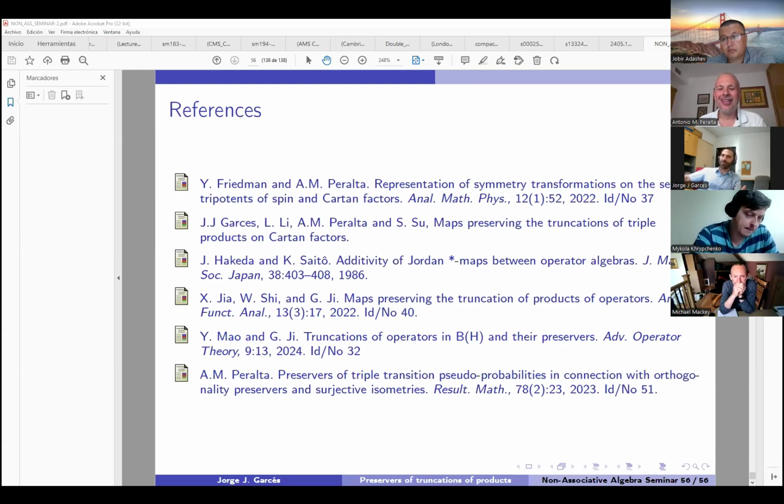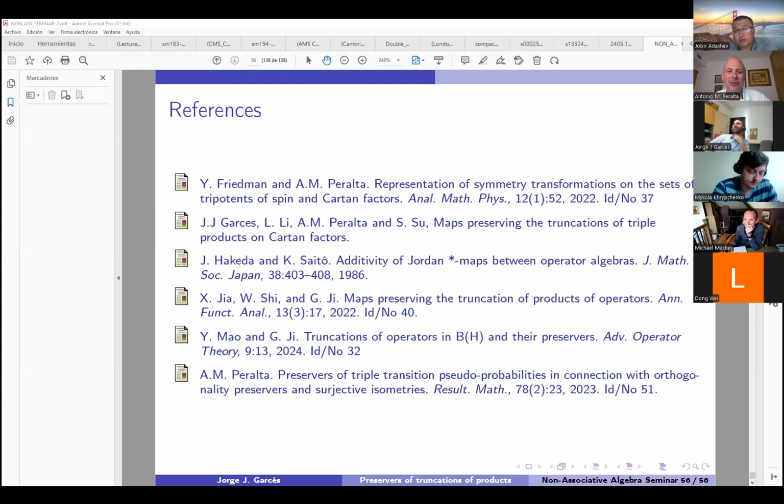I actually skipped the result on preservers of triple transition probabilities, but probably it should be included as well, because I included the case of partial isometries. Yes, if you allow me to insert a plug, I think in the next IWOTA meeting in Canterbury, I will speak about this use of transition probabilities and so on in the case of triples in general.